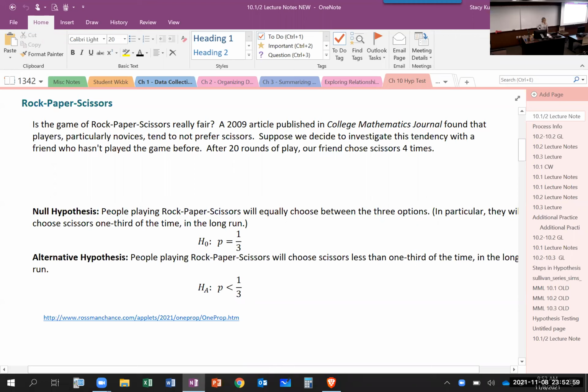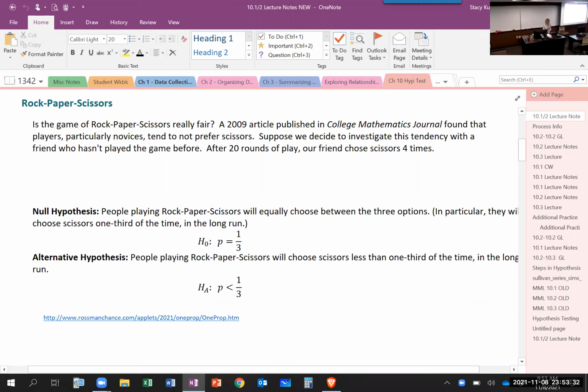All right, so is the game of rock, paper, scissors fair? A 2009 article published in College Mathematics Journal found that players, particularly novices, tend to not prefer scissors. Suppose that we investigate this tendency with a friend who hasn't played the game before. After 20 rounds of play, you find that the friend chose scissors 4 times. Okay, that's where we're starting.